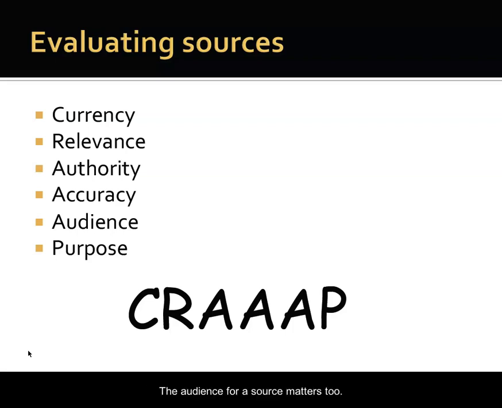The audience for a source matters too. For example, a scholarly source that's written for other scholars might use advanced language that you don't have access to yet, and you might need to learn some key terms in order to understand it. Or a source that's written for a popular audience might give a brief overview of something, but not get too much into detail.